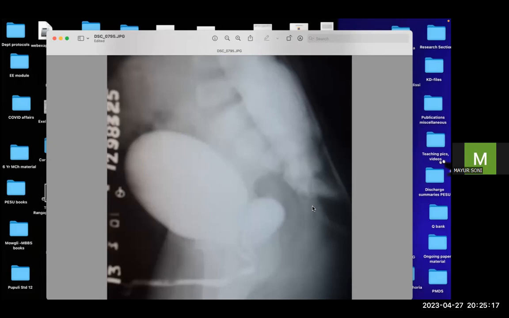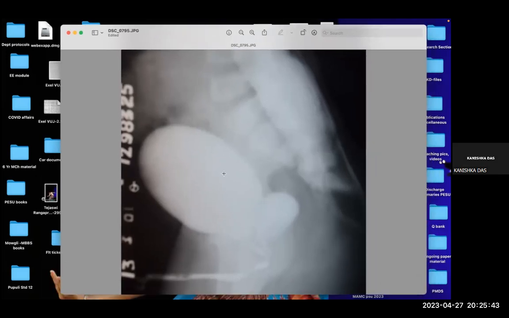The child presented with recurrent urinary infections. After doing a basic ultrasound study, I will plan for cystoscopy for this child. Okay, you want to do an ultrasound and then a cystoscopy.